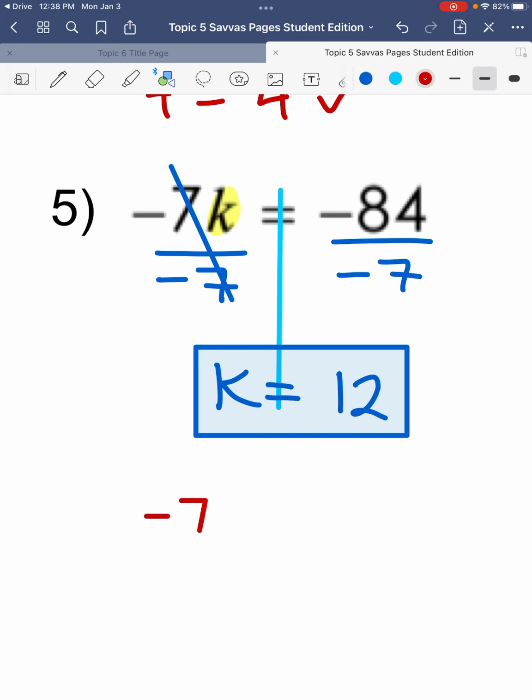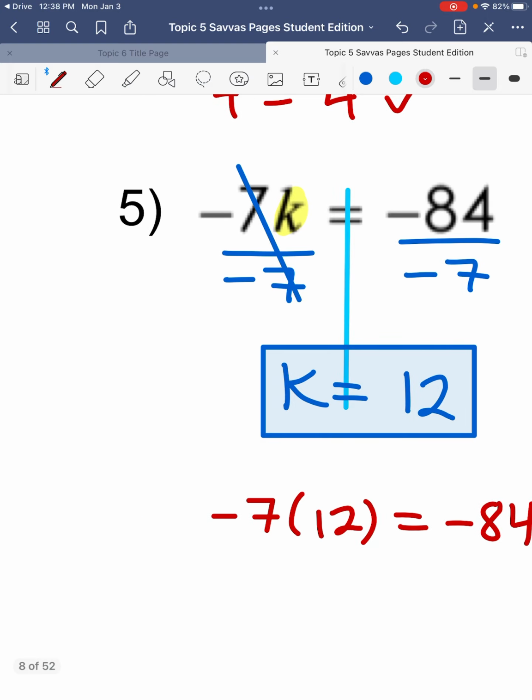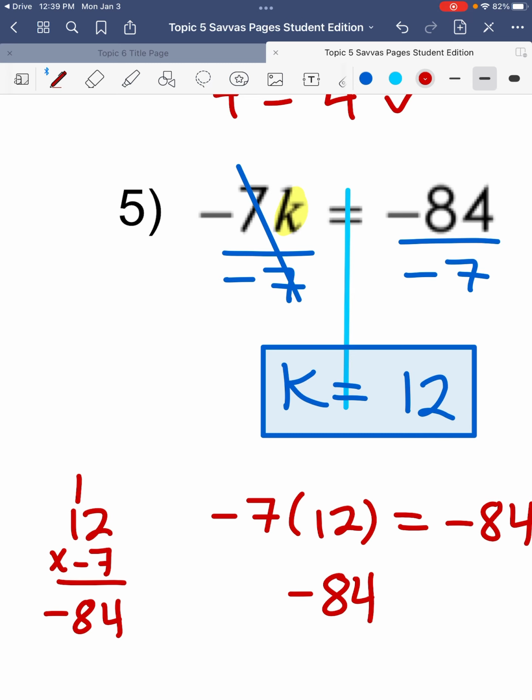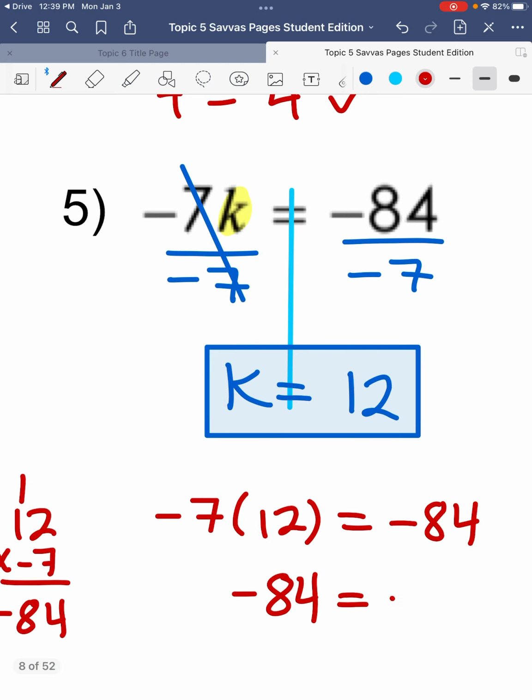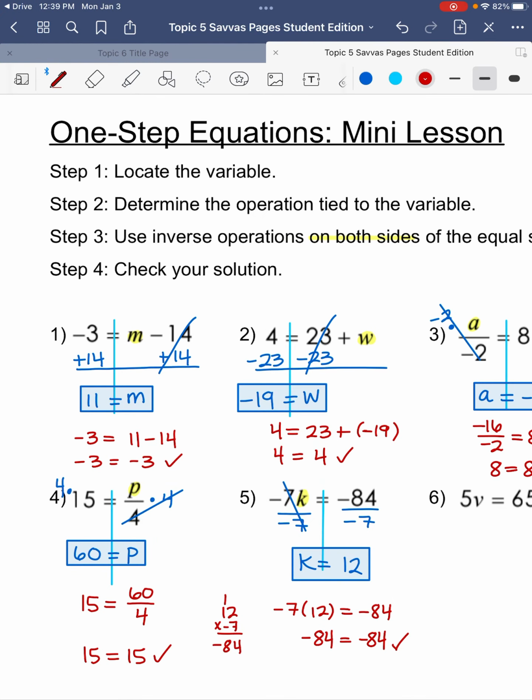So we have -7 times 12 equals -84. -7 times 12, I'm going to write it like this. So I know my answer is going to be negative. 7 times 2 is 14. 7 times 1 is 7, plus 1 is 8. I do get -84. So -84 equals -84, and I know my answer is correct.